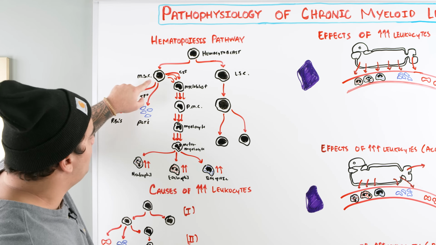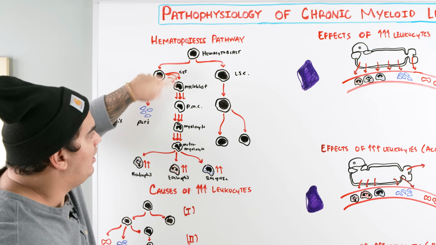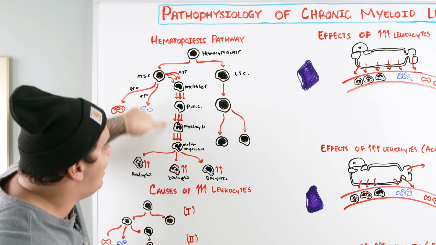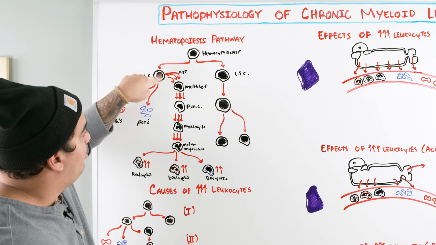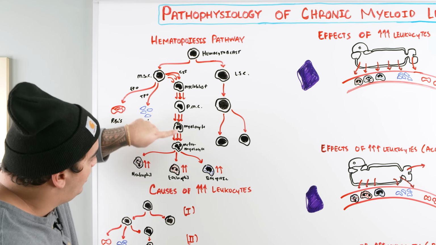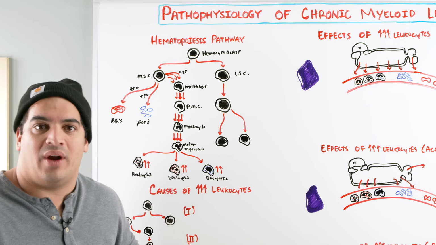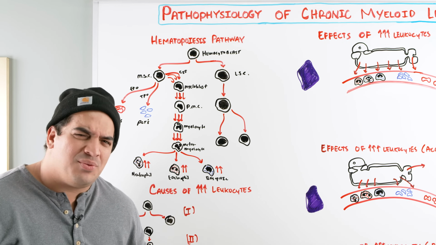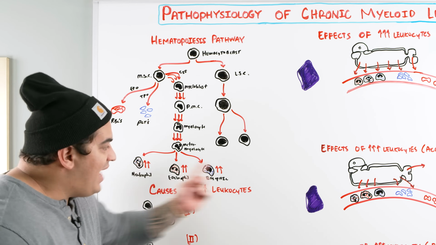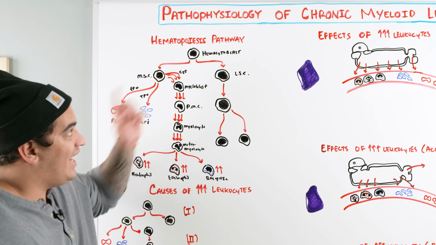AML was going myeloid stem cell to myeloblast, proliferate, never differentiate. CML goes here, proliferate, differentiate into specific granulocytes. So you'll get massive amounts of functional white blood cells, which is really interesting. So that's where the pathophysiology occurs in this particular disease.